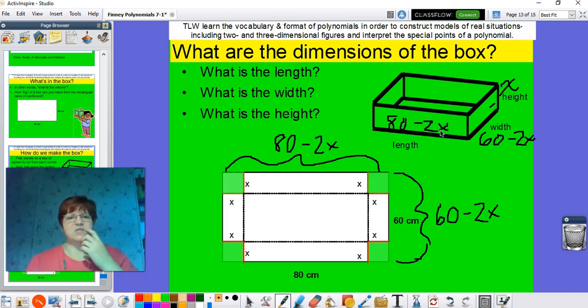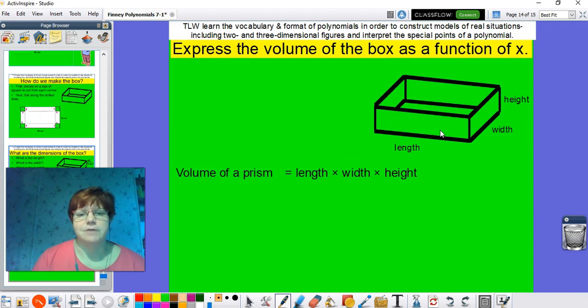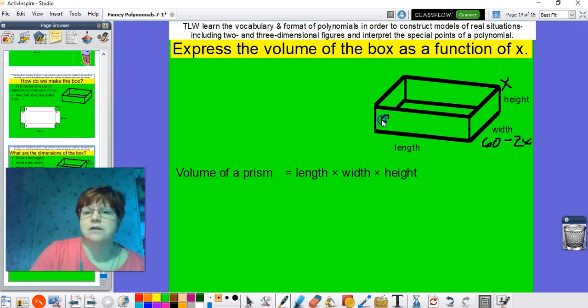So what are we trying to do here? Well, these are the dimensions of our box. If we want to make a maximum volume, to find volume, we have to multiply all of those together. Remember, we said our height was x, our width was 60 minus 2x, and our length was 80 minus 2x. So what we need to do is multiply all of that together.